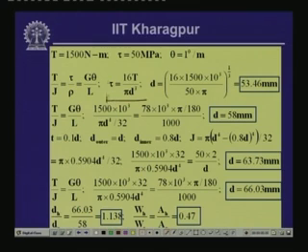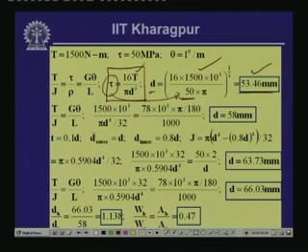So, D cube is equal to 16 T by pi tau. If we substitute the value of twisting moment as 1500 into 10 to the power 3, and the shearing stress is limited to 50, that is what is substituted here. So, raising to the power 1/3 gives us the value of D, which comes out to be 53.46 millimeter.